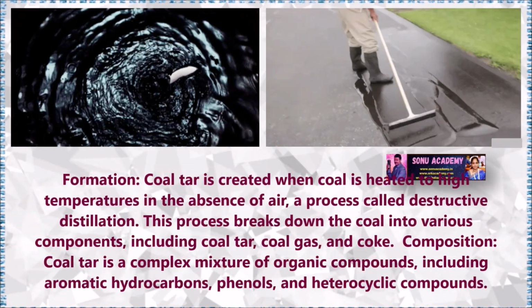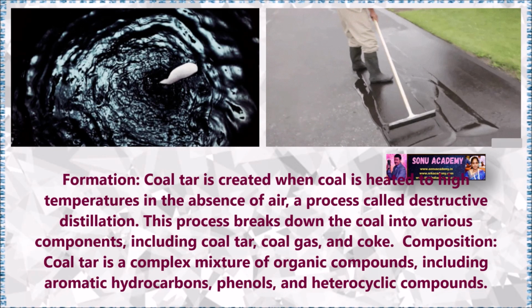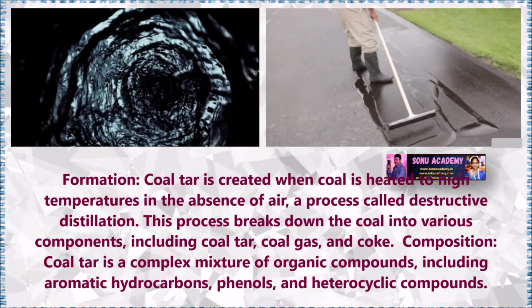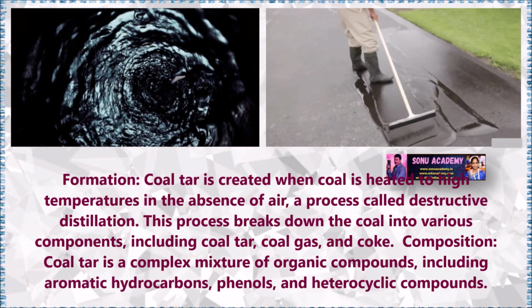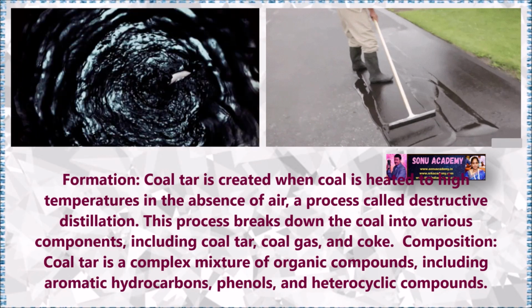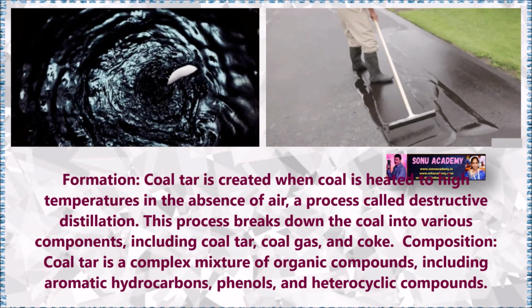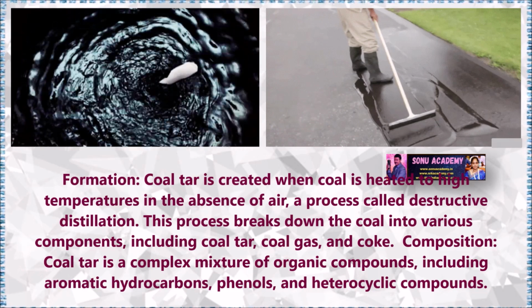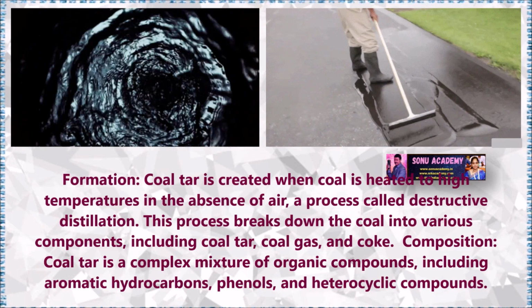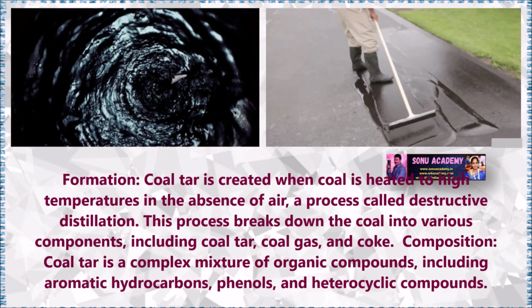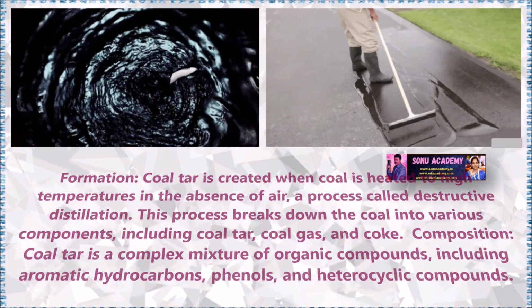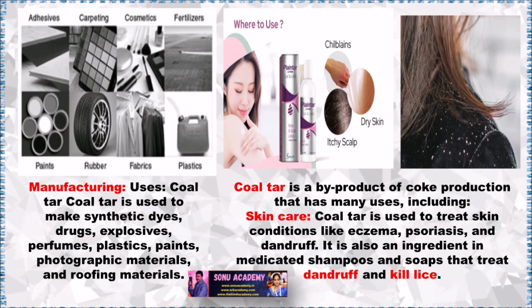Formation of coal tar: it is created when coal is heated to high temperatures in the absence of air, a process called destructive distillation. This process breaks down the coal into various compounds including coal tar, coal gas, and coke. Composition. Coal tar is a complex mixture of organic compounds including aromatic hydrocarbons, phenols, and heterocyclic compounds. It has many uses including manufacturing. Coal tar is used to make synthetic dyes, drugs, explosives, perfumes, plastics, paints, photographic materials, and roofing materials.